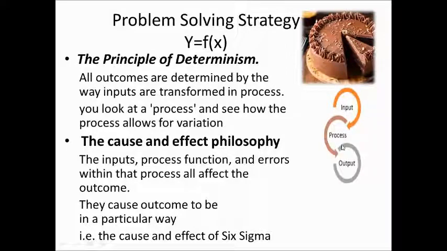The process will change the input into the outcome, and we look at the processes to find out what the causes are that affect the input, leading to different variation of the output. This is known as the cause and effect philosophy. The inputs, process function, and error within the processes will cause the outcome to be a little bit variant every time.